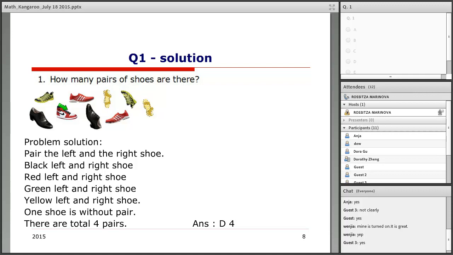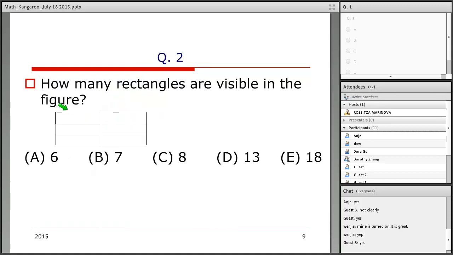We will be moving on to the next question. Wonderful job, guys. Here comes your next question. Now read the question carefully and look at the figure carefully. The question is, how many rectangles are visible in the figure? Now, you have to see this carefully. You know what is a rectangle? Rectangle is a shape wherein two opposite sides are equal. Look carefully, and once you're ready, you will be answering in the poll.